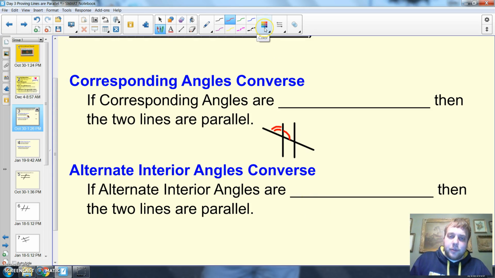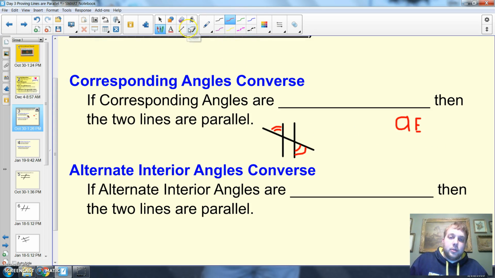Now, we learned that out of the four angle types, if we have alternate exterior, those will be the same. Actually, it's called alternate exterior. Let's change that to AE. Alternate exterior angles are always going to be the same.